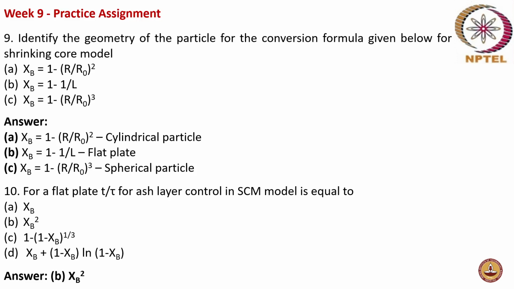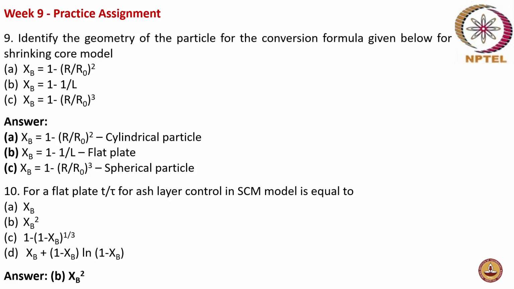The answer is t by tau is equal to xb square for ash layer control for a flat plate. Whereas t by tau is equal to xb, that is also for a flat plate, when it is either gas film diffusion control or reaction rate control, or it is also the case for spherical particle with gas film diffusion as controlling.